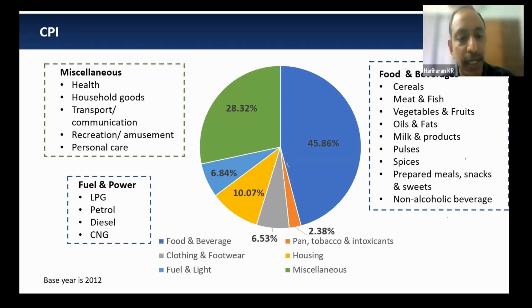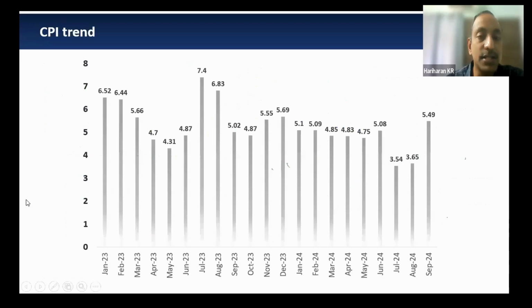Then, of course, we have about 7%, which is fuel and power. Then we have housing. Then we have clothing and footwear, and so on and so forth. So please remember that 46%, or the majority of the basket, is food and beverages, followed by miscellaneous. Again, if you look at it, 46 plus 28, most of the things that you and I use on a consistent, regular basis is what the basket of CPI contains. Now, as I said, every month these numbers will keep changing. And this is something that affects us directly.